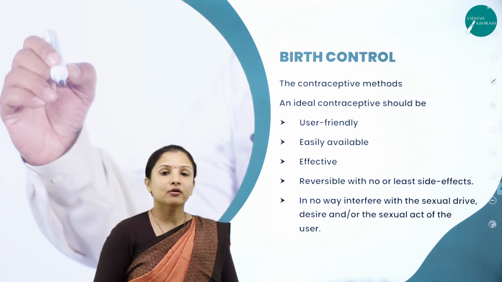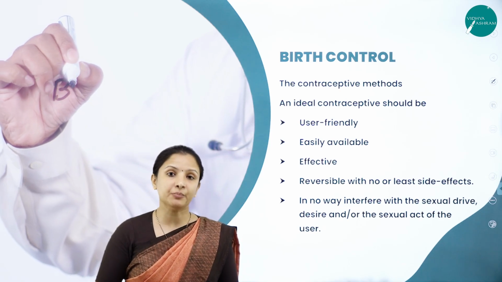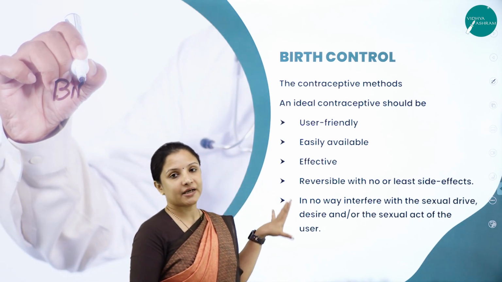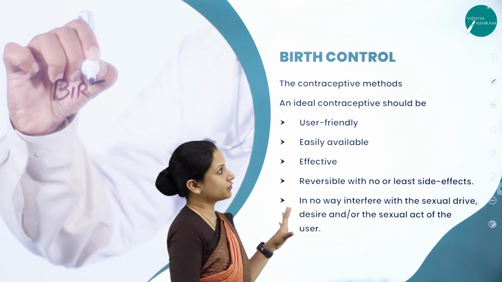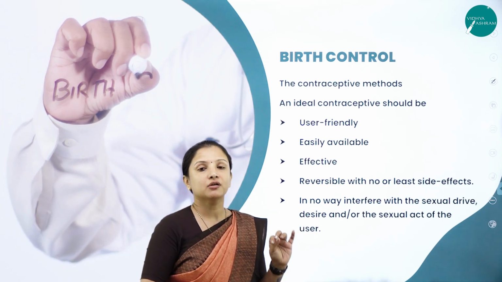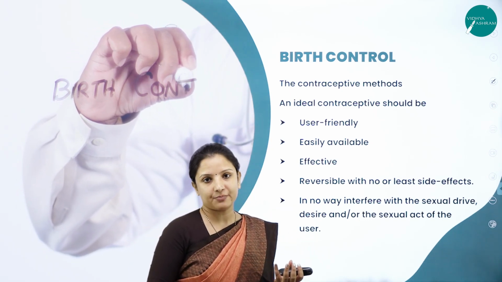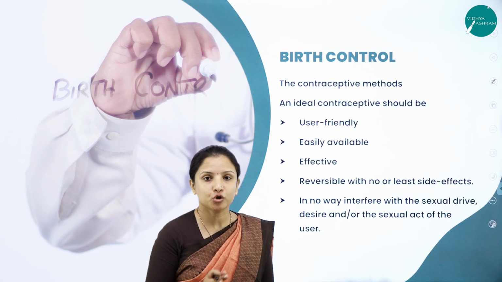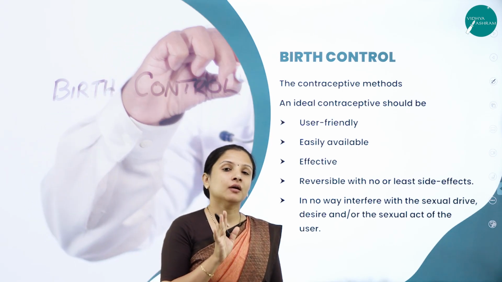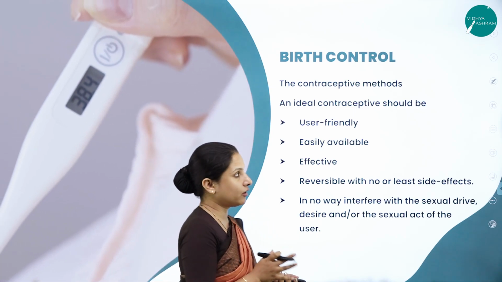So I told you one of the major methods of controlling the population is using birth control. So we will study the different birth controls. So what are birth controls? Birth controls are nothing but the contraceptive methods. The word contraception means to prevent something. What to prevent here? To prevent the birth of the child by preventing pregnancy. So that is called contraception.